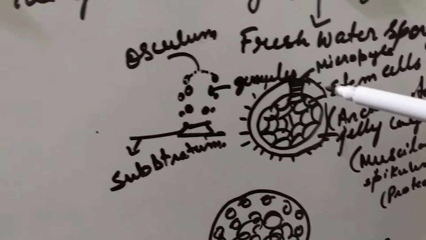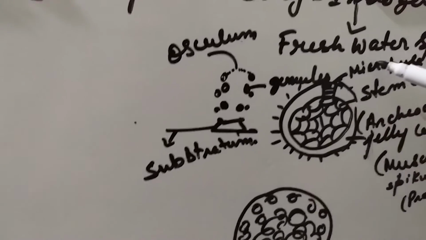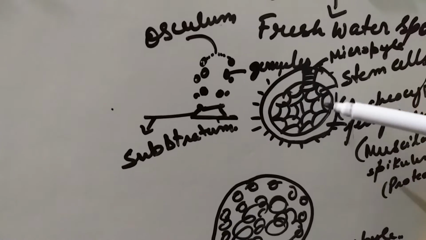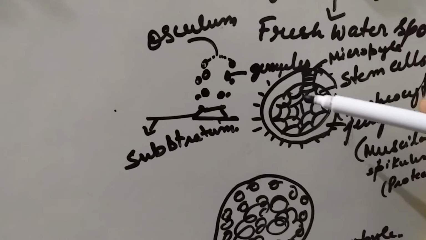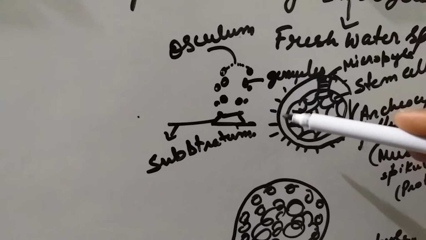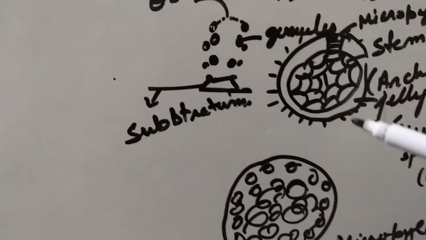Within the skeleton structure you find small ball-like structures known as gemmules. Here you see this gemmule is a globular, circular structure. One small opening is there, that is known as the micropyle. And here you have archaeocytes. Archaeocytes are small cells that are capable of giving rise to an individual. And outside it is a jelly-like structure, and there are these spine-like structures. These are spicules.